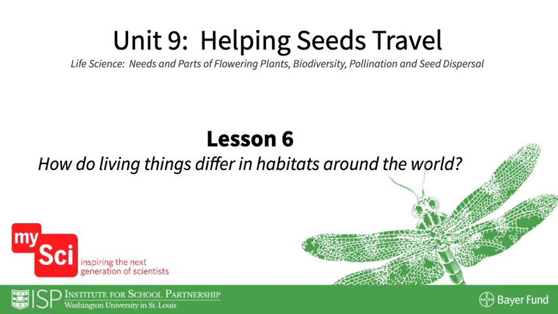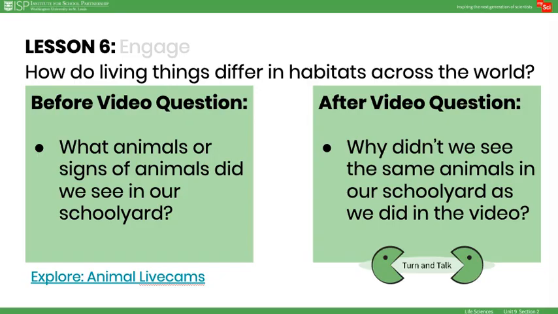In the Engage, ask the class, what animals did we see or see signs of in our schoolyard? Or poster if necessary. They might say that they saw nests, or animal footprints, or scat. Ask the students, do these same animals live everywhere around the world? Allow time for them to turn and talk, and share a few answers out.